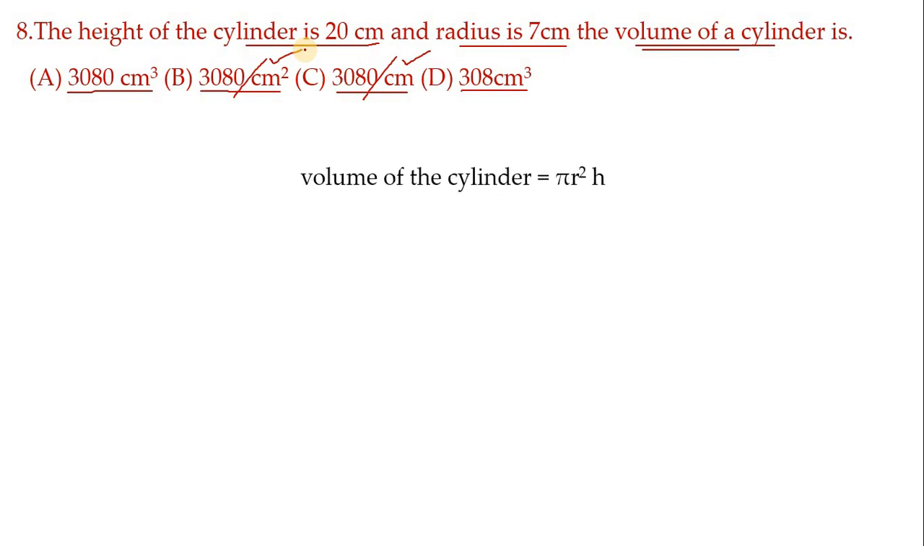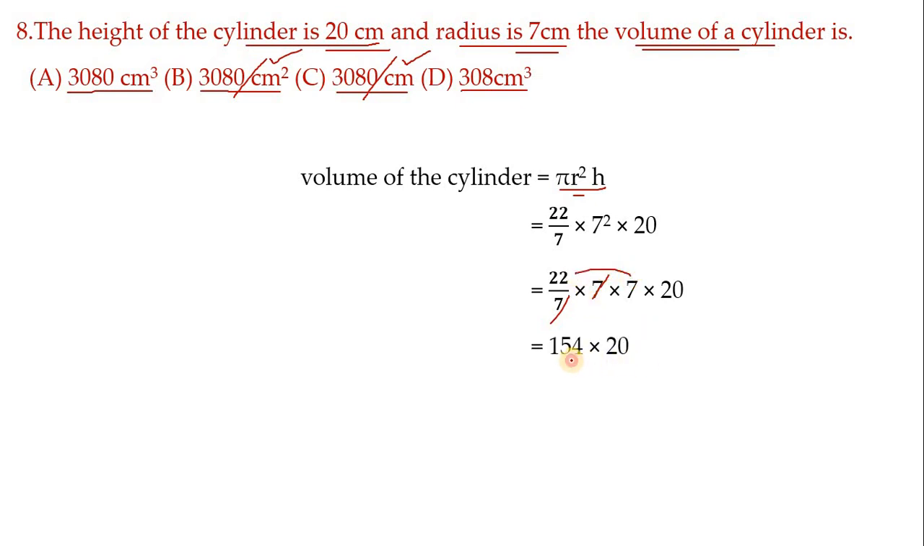Let me solve the problem. Take the volume of cylinder formula, pi r square h, and substitute values. R value is 7 and H value is 20. So 7 expands two times, and 7 and 7 get cancelled. Now multiply 22 into 7 is 154. Now 154 multiplied by 20, we get 3080 centimeter cube. Hence option A is correct.